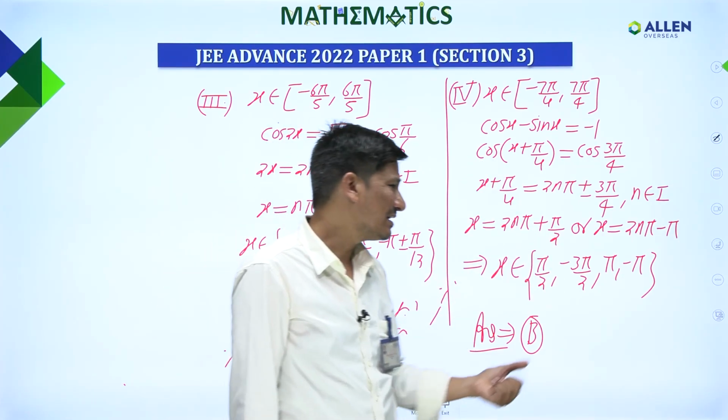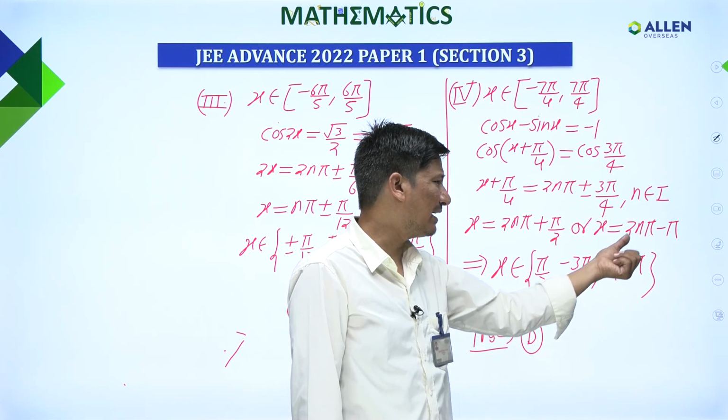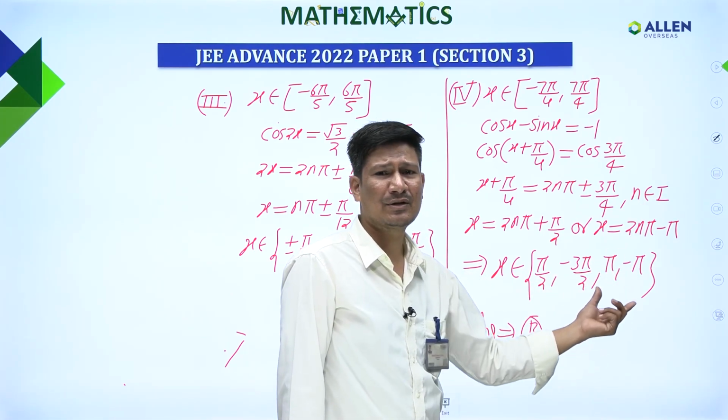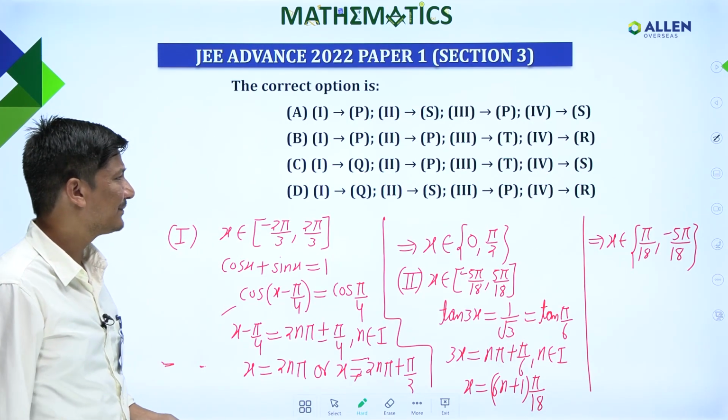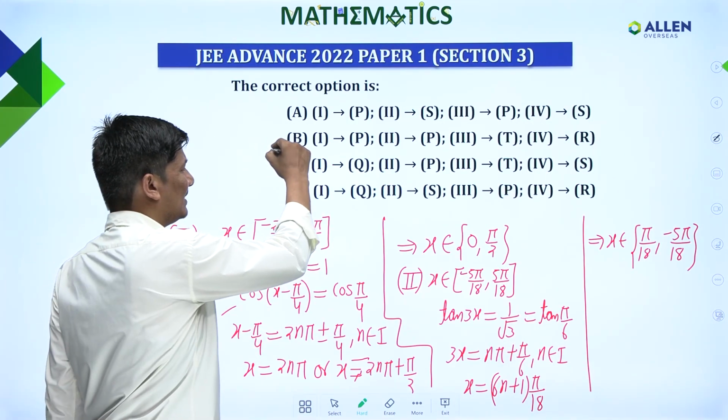Next, for x as 2n pi minus pi, n equal to 0 gives minus pi. For n equal to 1, I'm getting pi. So we are getting 4 solutions from here. After that, when you check the options one by one, you will see option B will be the correct one.